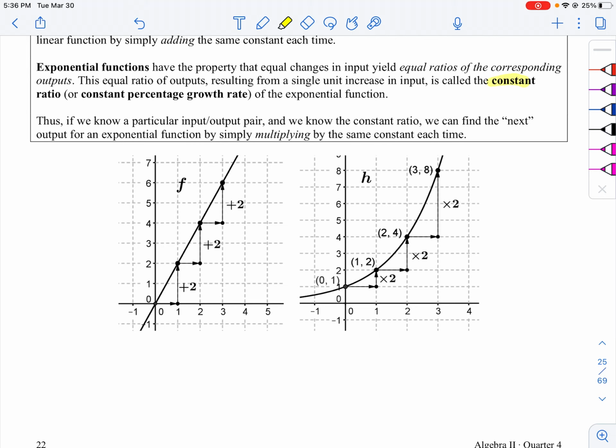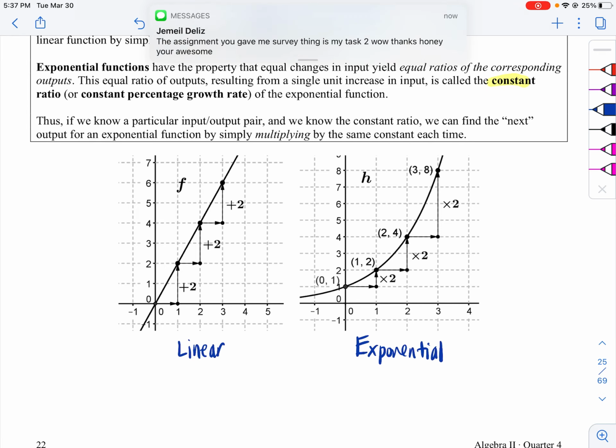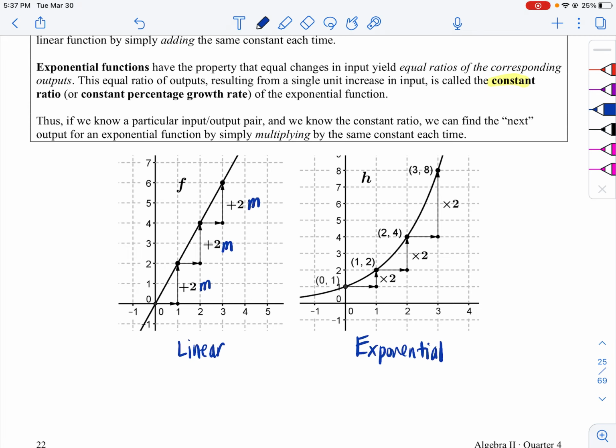So here is an example of a linear graph versus an exponential one. For linear, that's really called the mx plus b, where m is your slope. So this is m, that's your m, and that's your m. If you notice for the linear, you keep adding 2. So plus 2, plus 2, plus 2. As it keeps growing, you keep adding 2 to the y values.